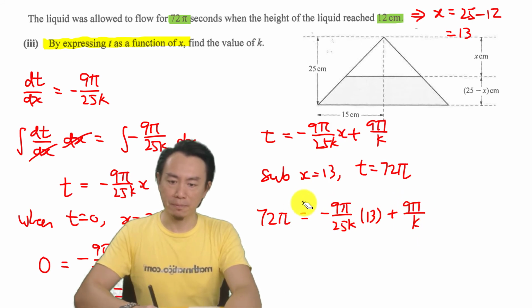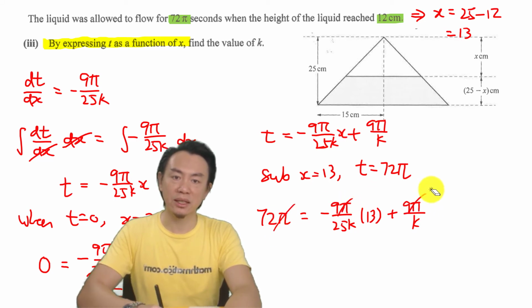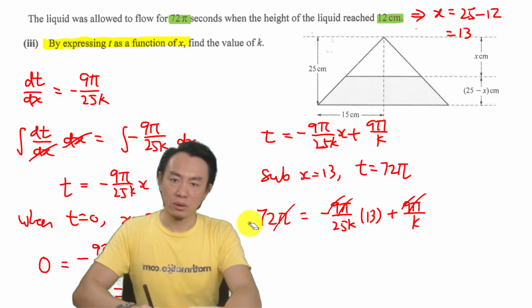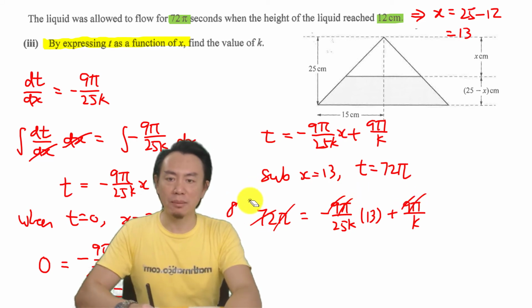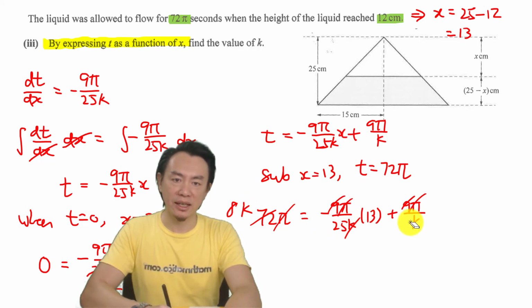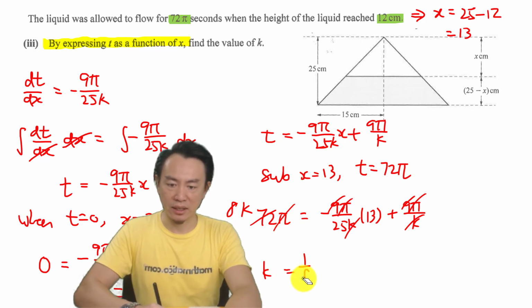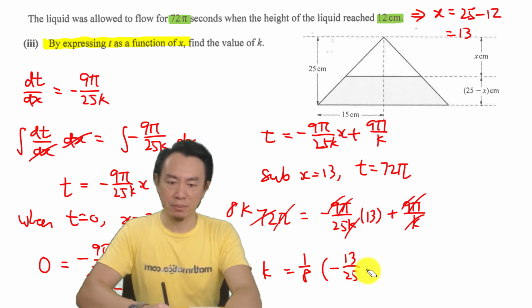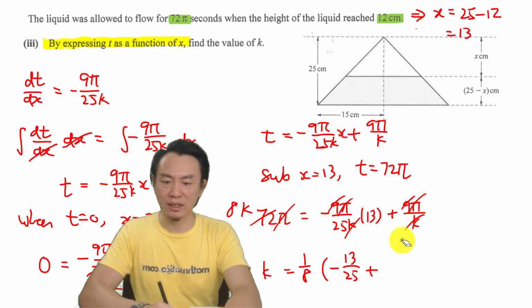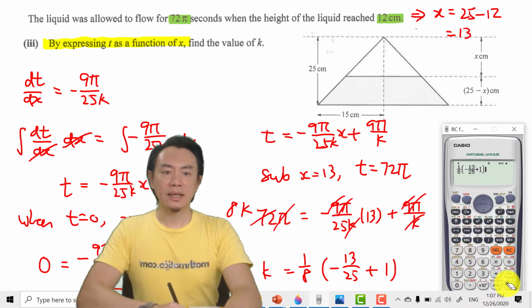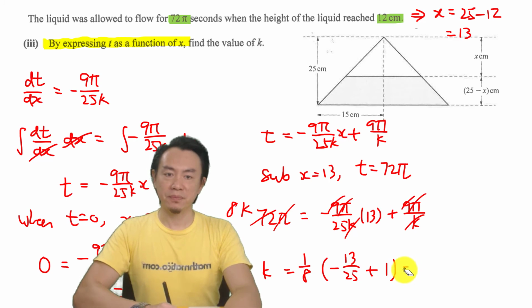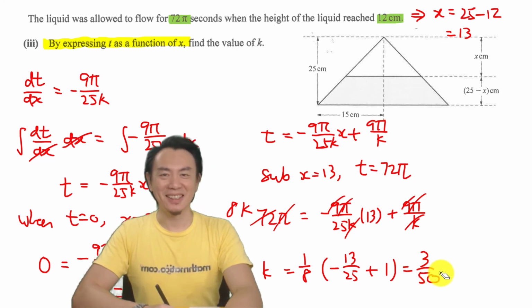Alright, so we divide throughout by pi. We have a cancellation here. Divide throughout by 9. We get an 8 here. Multiply throughout by k. We have a k here, we'll cancel this k, cancel this k. Divide by 8, that's what k is. k is 1/8 of negative 13 over 25 plus, everything got cancelled off here, so you got 1 here. We press the calculator, we get 3 over 50. That's the correct answer.